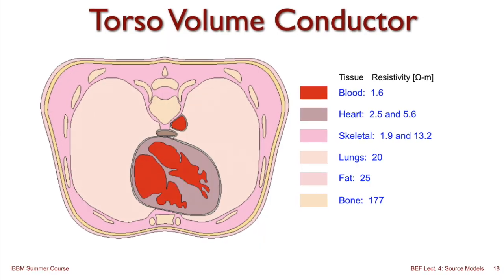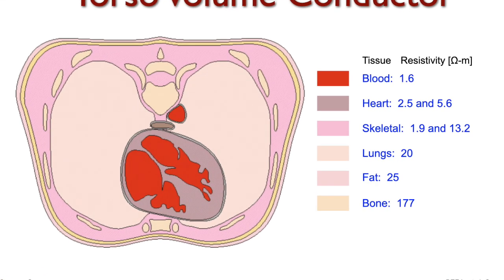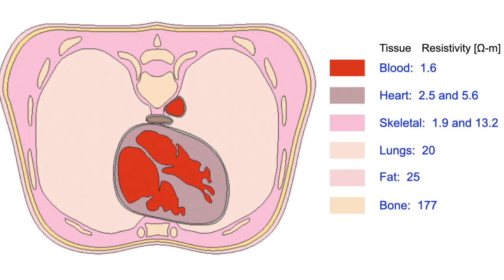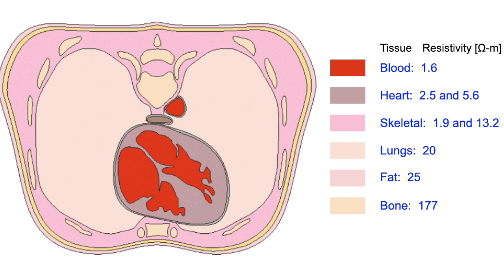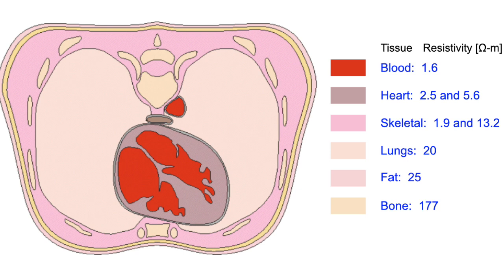So here's a simple schematic, again, a two-dimensional slice through the thorax in which we see a number of different tissues, each with their own conductivities or resistivities, of the units that this is captured in. The blood has a very low resistivity or high conductivity. That is probably somewhat intuitive. The bone, on the other hand, is at the other extreme. It has a very high resistivity or low conductivity. And each different region has its own conductivity.